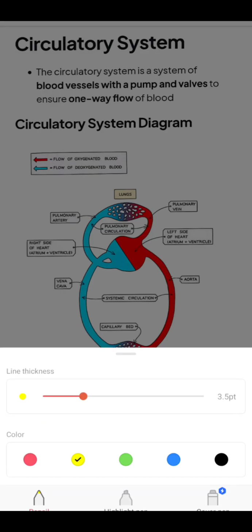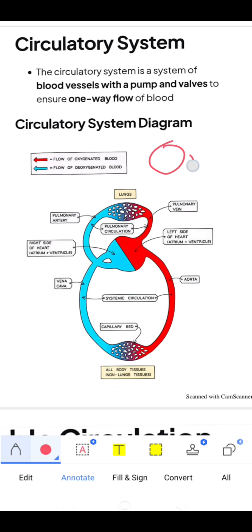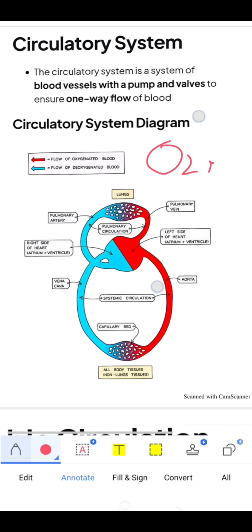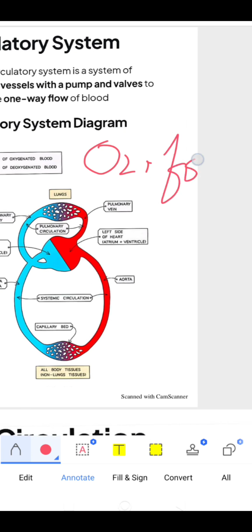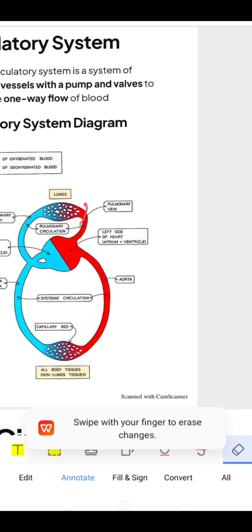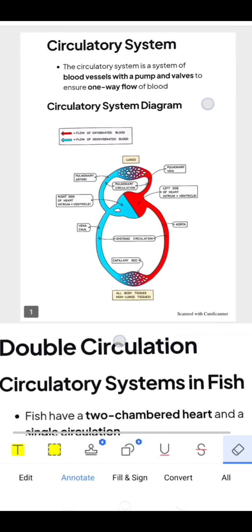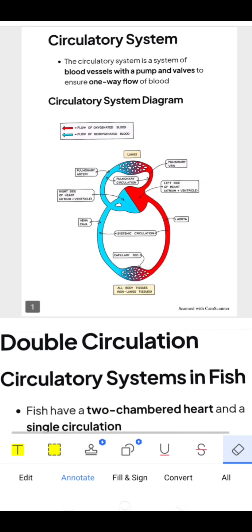Those materials are, for example, oxygen. For example, those materials are food, and those materials are enzymes, proteins, waste products, etc. So that is why there is a proper transport system in our body, which we are studying, the circulatory system.